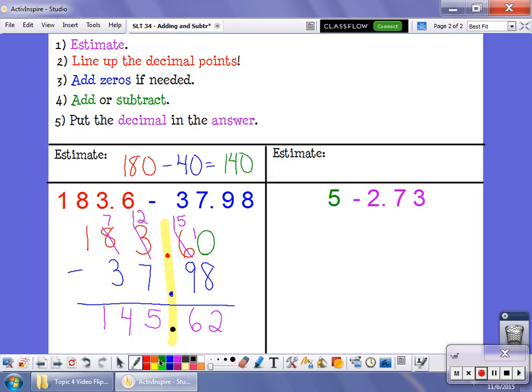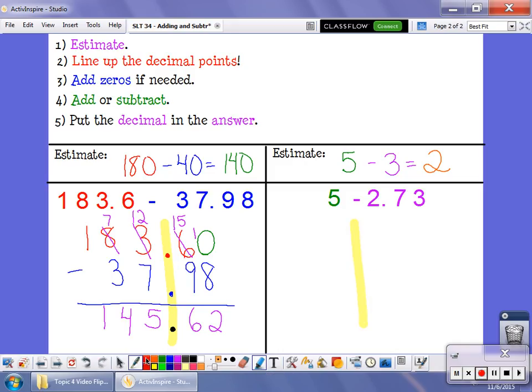Pretty close. All right, last problem. If I'm going to estimate, 5 is going to stay a 5. My 2 and 73 hundredths, that's pretty close to 3. So I'm going to subtract these, and I'm going to go 5 take away 3. It's going to give me an answer that's close to 2. So now it's time to line everything up. I want to put in this imaginary line.